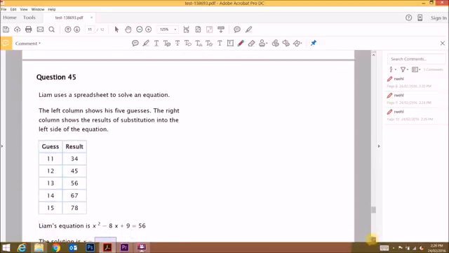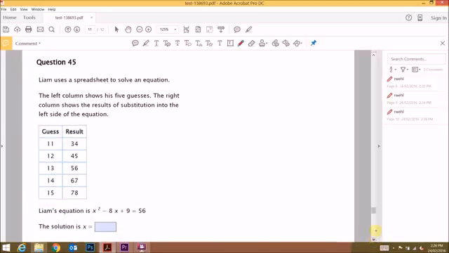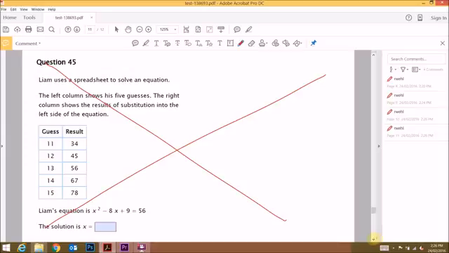Question 45, have a go at, have a guess, but you don't need to know this for your exam, so don't worry about it.